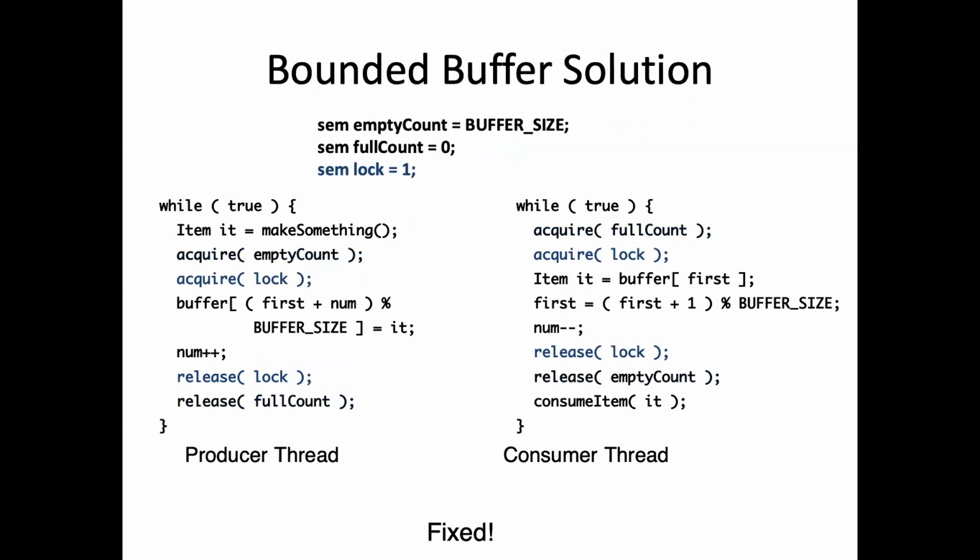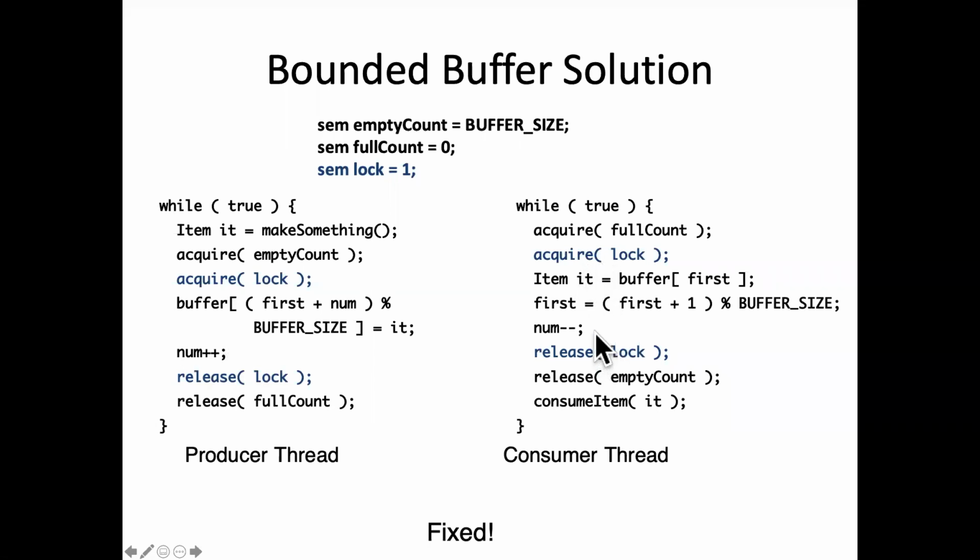So we'll fix this by adding 1 more semaphore. It's really the first thing we ever did with semaphores. It's for providing mutual exclusion. So that's what these 2 blue lines of code are. Before the producer starts putting an item in the buffer, it'll lock everyone else out. And before a consumer starts getting an item out of the buffer, it'll lock everyone else out.